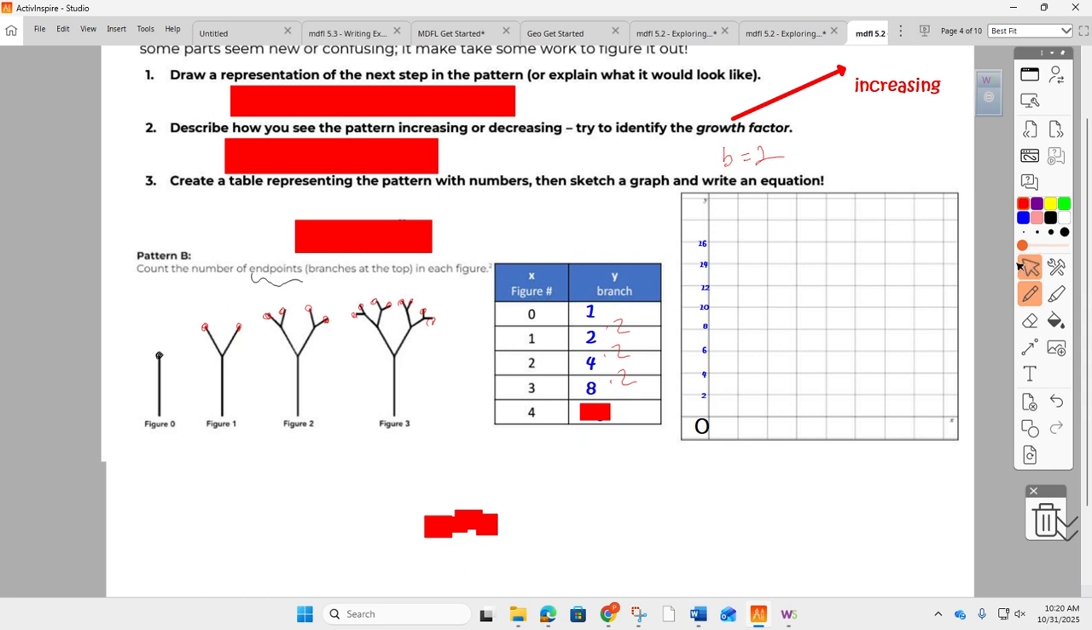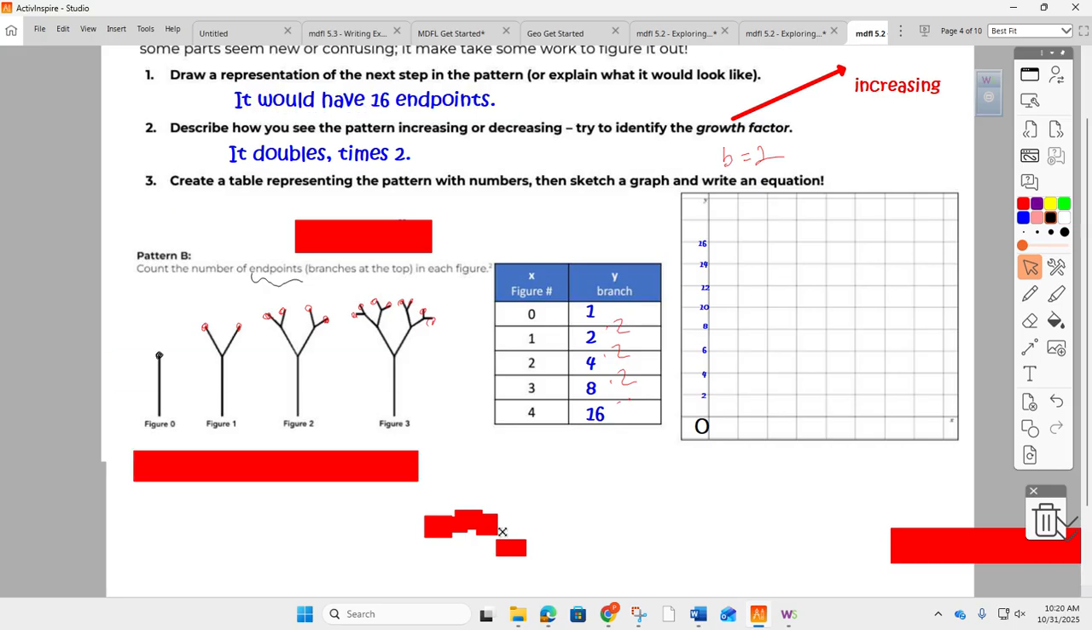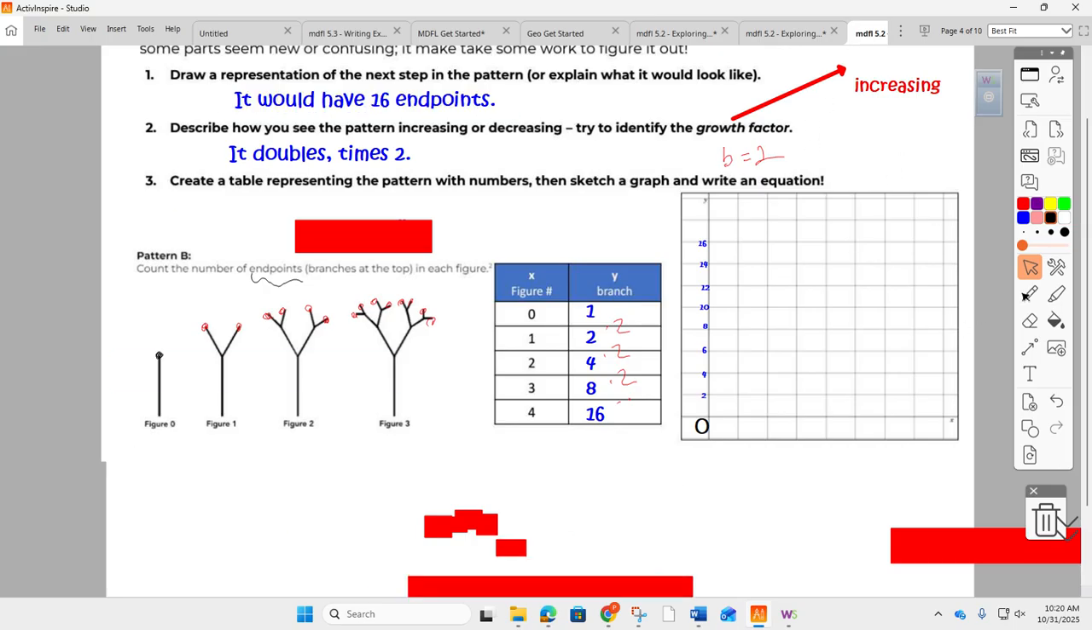That's another thing we should look for. If it tells us it's something that's doubling, tripling, quadrupling, we should know those are different factors. Doubling is a factor of 2, tripling a factor of 3, quadrupling a factor of 4. So figure 4 would have how many endpoints? Yes, 16. 16 endpoints. And the y's are increasing. That makes this a growth factor.